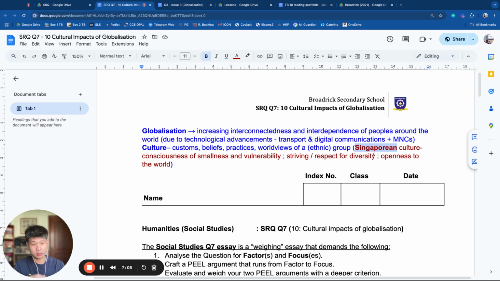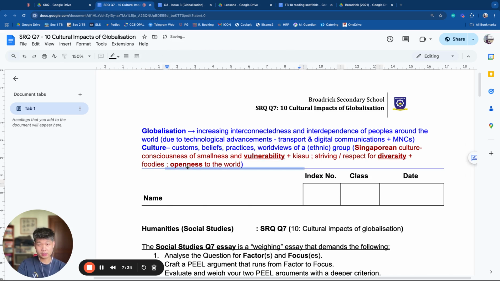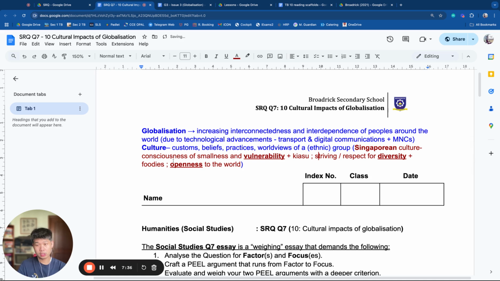Perhaps you can park it under diversity, or you could talk about the kiasuness, the sense of not wanting to lose, wanting to win, wanting to strive. Big education nerds. We want to have all the credentials from O levels. Maybe that comes from vulnerability. So these elements and ideas give rise to different behaviors, right? Being kiasu, loving food.